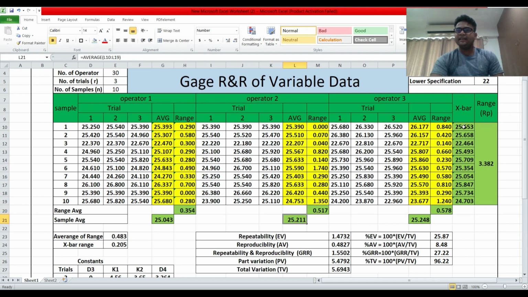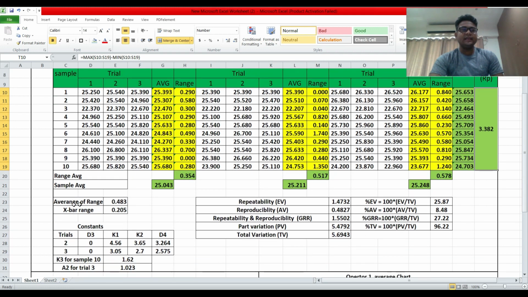Here I have calculated X bar. X bar is the average of the first sample performed by operator 1, operator 2 and operator 3. So you can calculate X bar. And RP: when you calculate RP, it is the maximum of X bar minus the minimum of X bar. In this case the value of RP is 3.382.